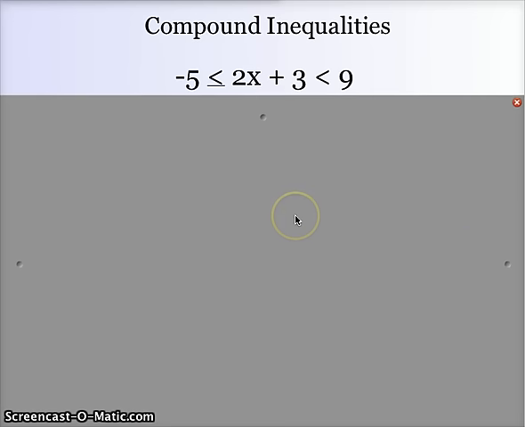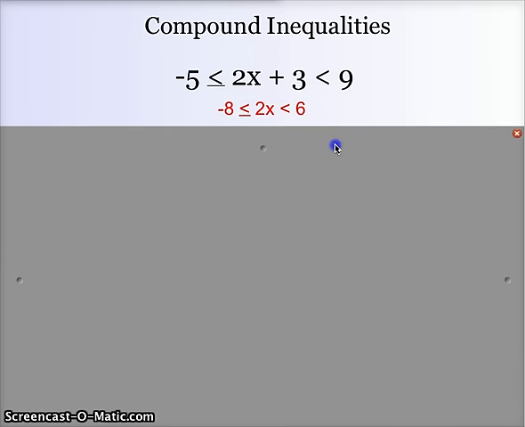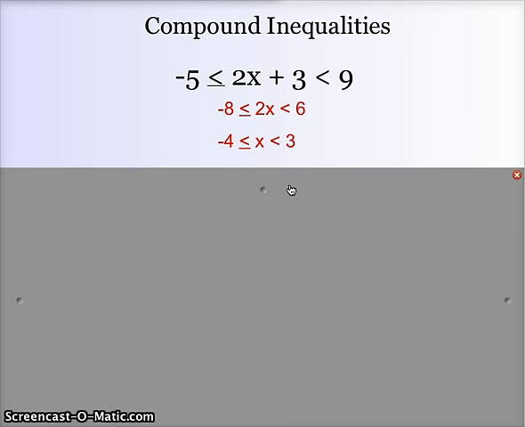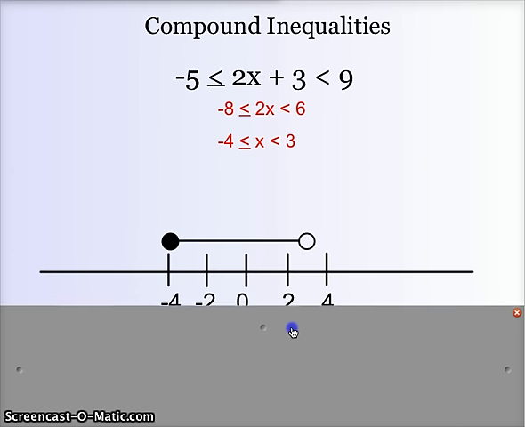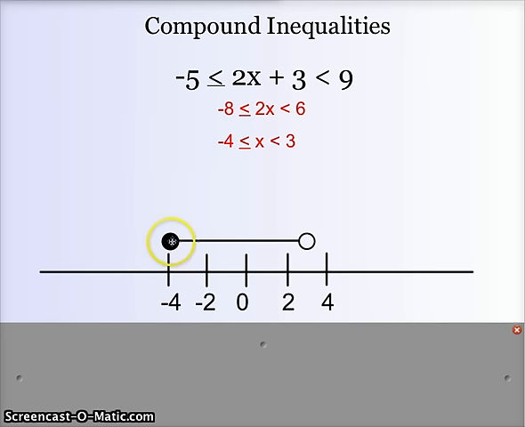Number 4. This is an and inequality. You know that because of the way it's written. So remember, start with the middle, and you are going to subtract 3 from all 3 sides. So you get negative 8 is less than or equal to 2x, which is less than 6. Now you can divide by 2 on all sides, and you get negative 4 is less than or equal to x, which is less than 3. As you can see on the number line, x is everything greater than and including negative 4, while x is also everything less than 3, and so these solutions meet.